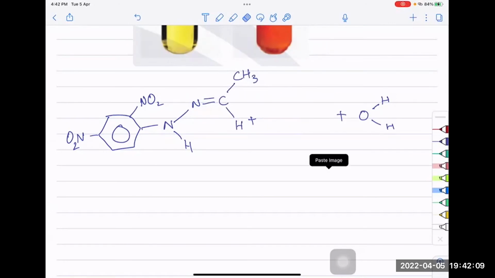And that thing is going to be very brightly colored. Its color could be orange, yellow, or some shade of red. So this is going to be a very brightly colored compound. We will assume it to be orange. Okay?